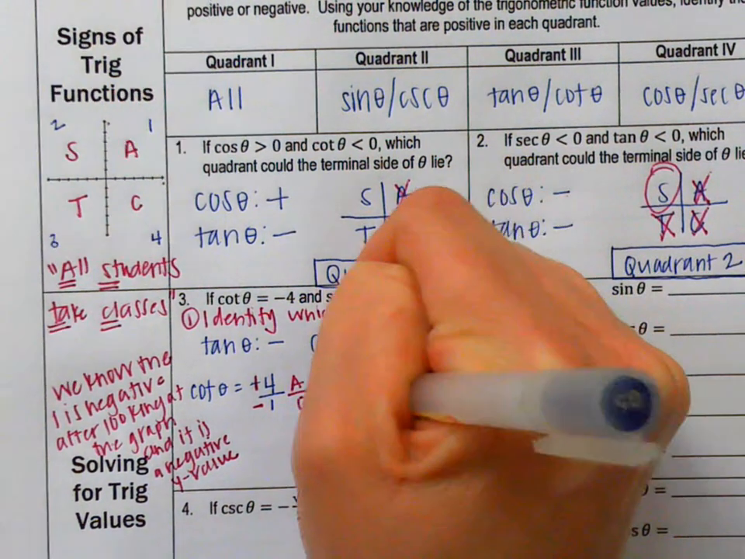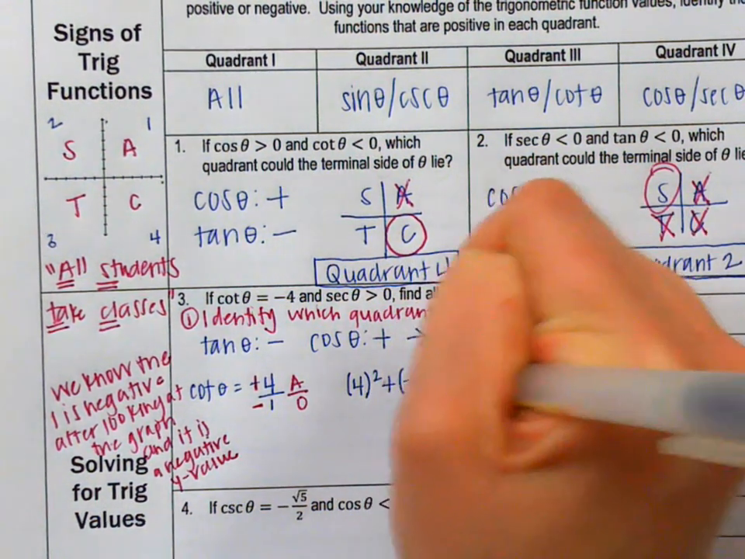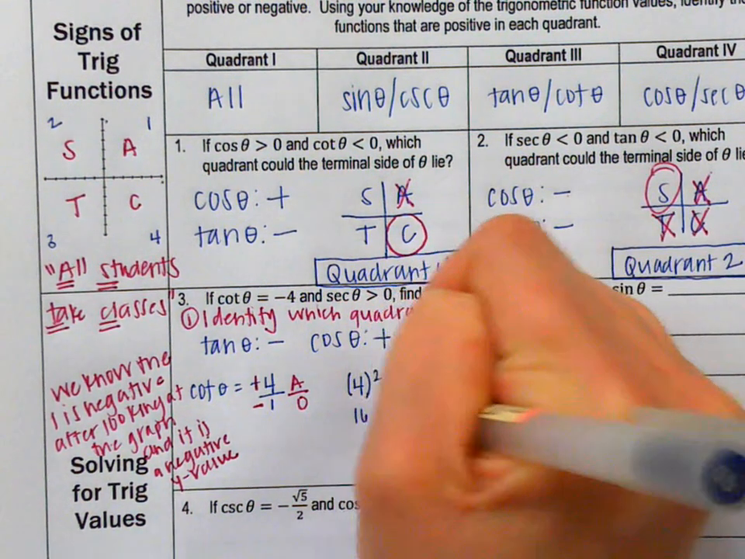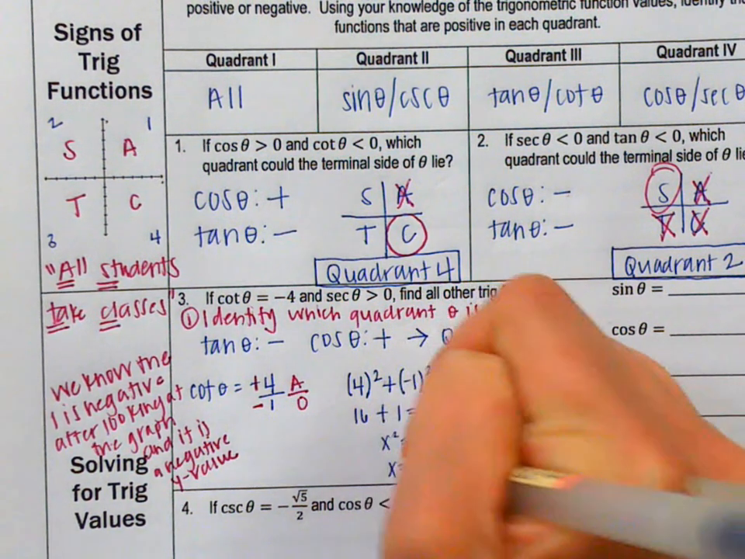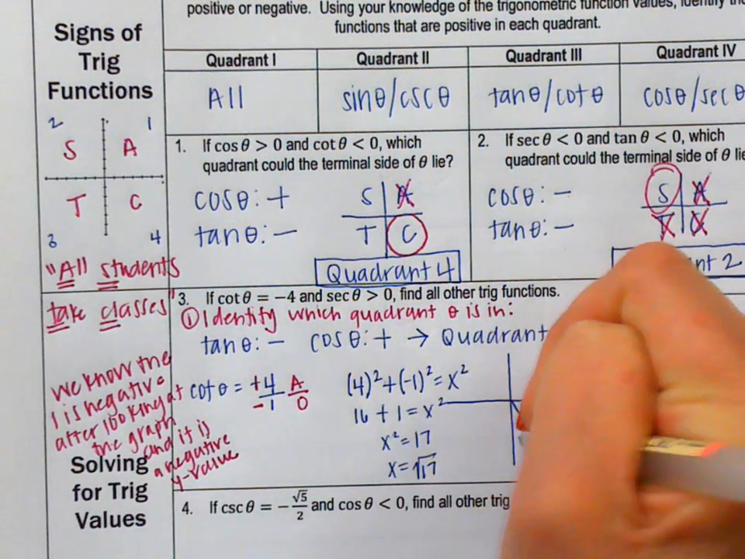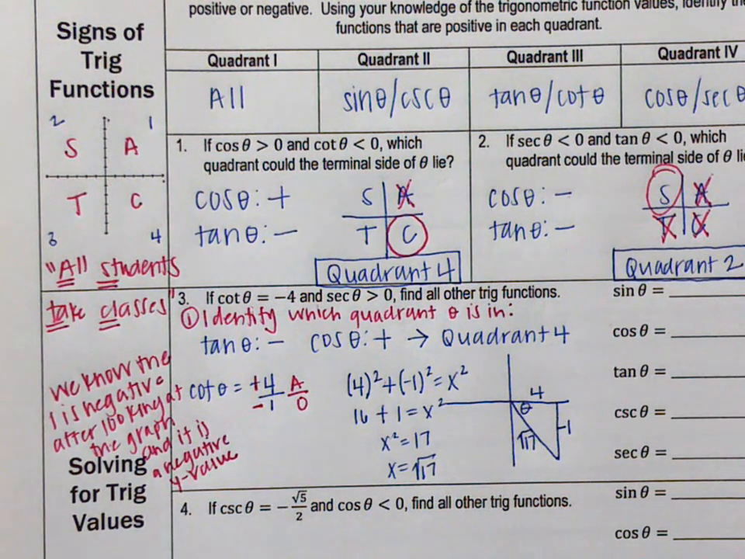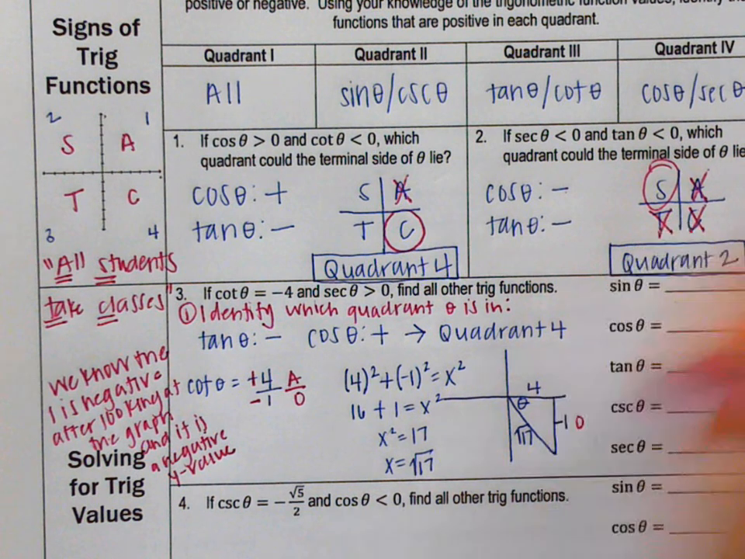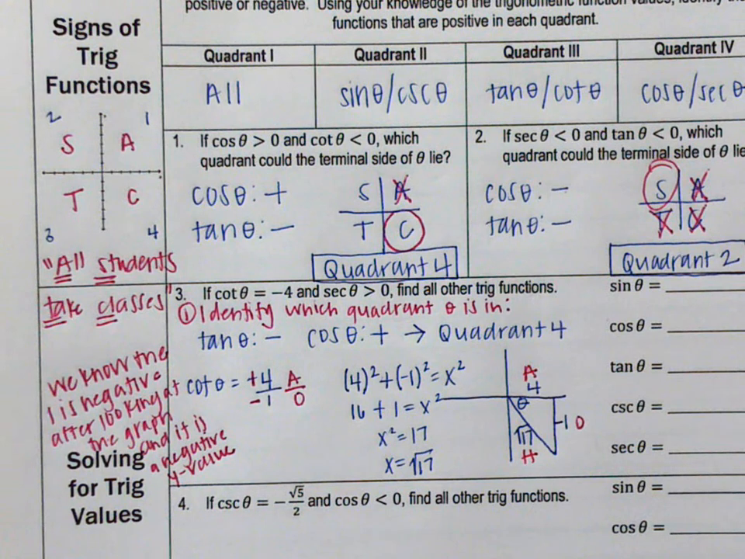So leg squared plus leg squared equals the hypotenuse squared. So 16 plus 1, so x squared equals 17. So that tells me my hypotenuse is rad 17. Remember, the hypotenuse is always positive, so we don't have to ever worry about the sign there. And then we can just apply it like we've been doing before. So I'm just going to label my triangle. -1 is my opposite, 4 is my adjacent, and rad 17 is my hypotenuse.